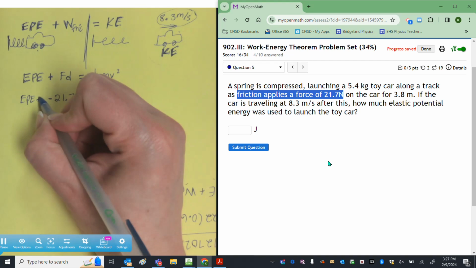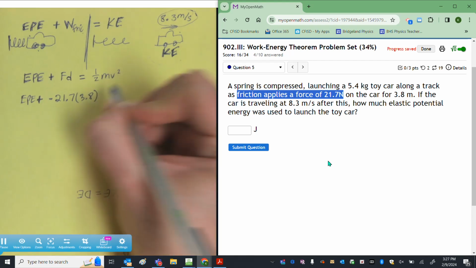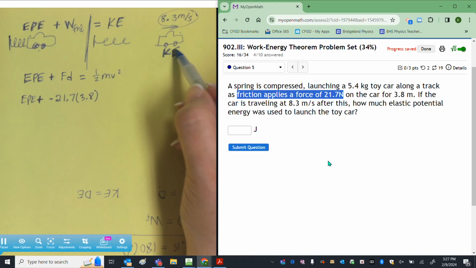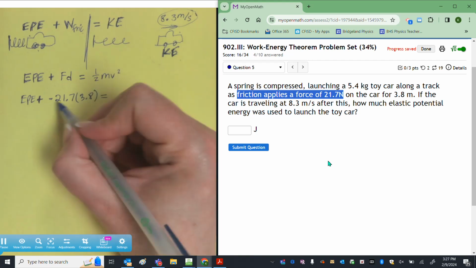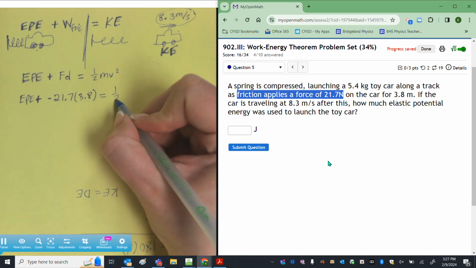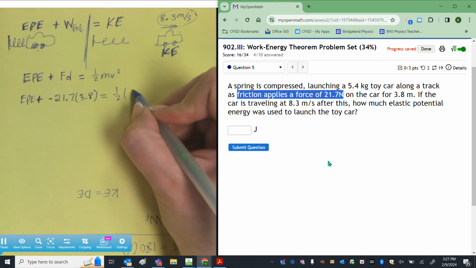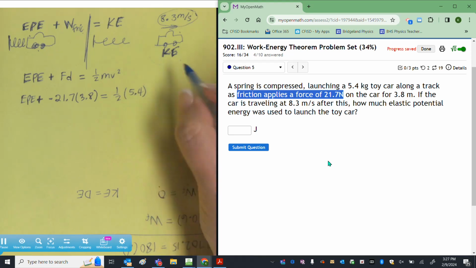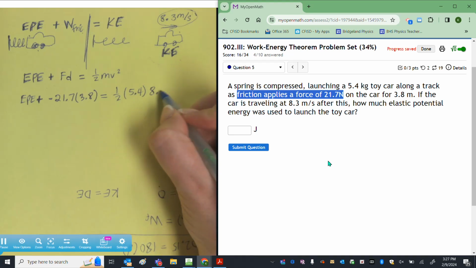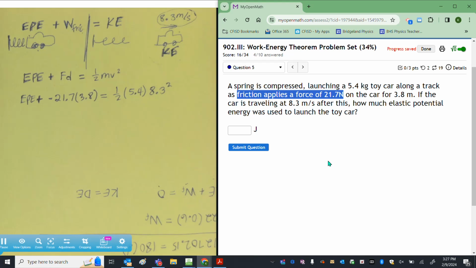So I am going to actually be subtracting this out because I do want to end up with less energy here than I started with because of that friction. So it really becomes a subtraction problem. 1/2, again, my mass is 5.4 and my velocity is 8.3 squared. Okay, so that's my setup.